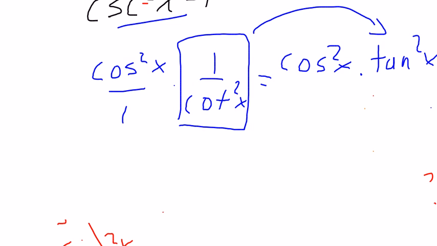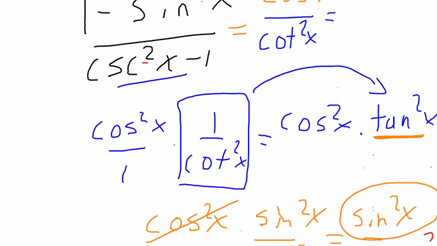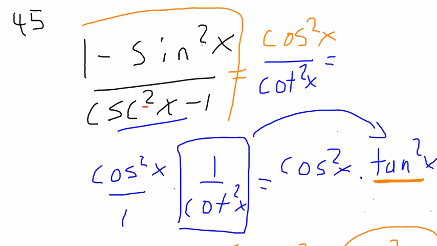Alright, another step. I still have cosine squared. Now I'm going to change this to sines and cosines, and it turns out on page 372, tangent squared is sine squared over cosine squared. So what does this equal? Cosine squareds cancel. Sine squared.